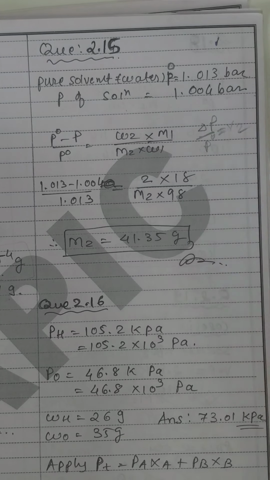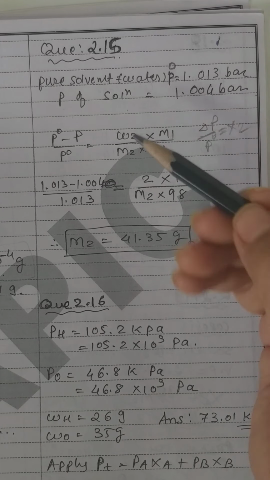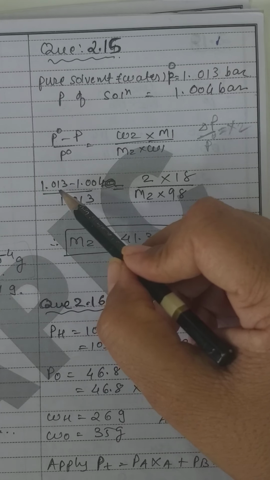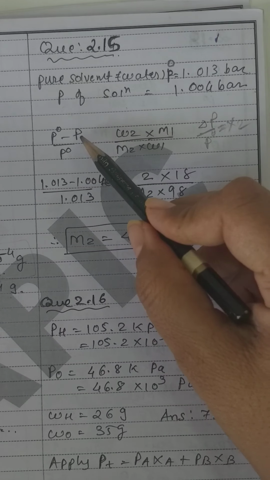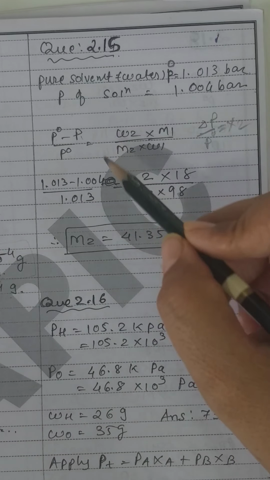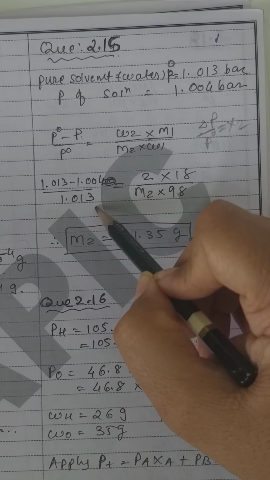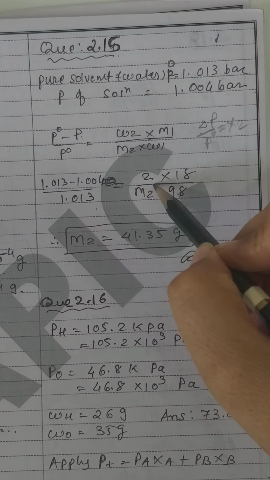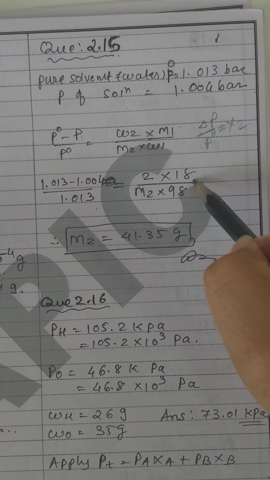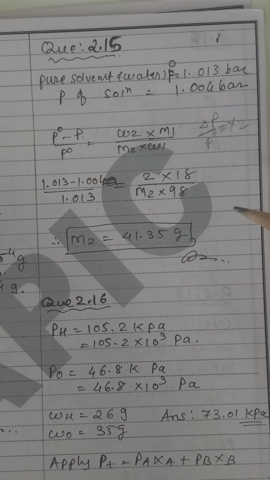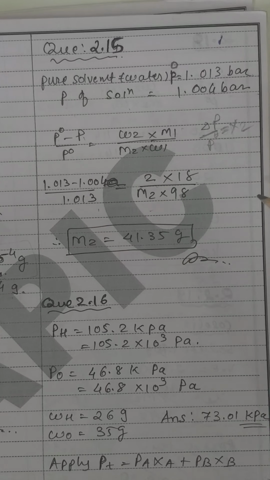Remember it? Yes. Okay. So that formula is here. P naught is the vapor pressure of pure solvent, that is given. P, vapor pressure of the solution, that is 1.004. P naught is equal to 1.013 bar. W2 is equal to 2. M1 is equal to 100. M2, the molecular mass, we want to find. See the question. What is the molecular mass of the solute?